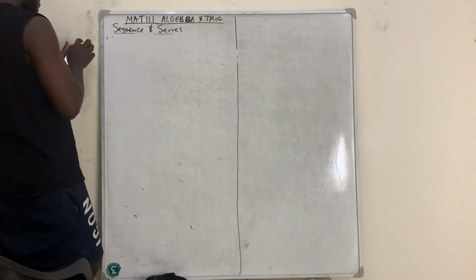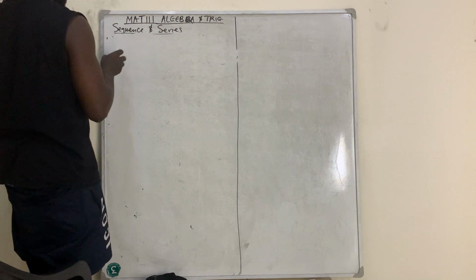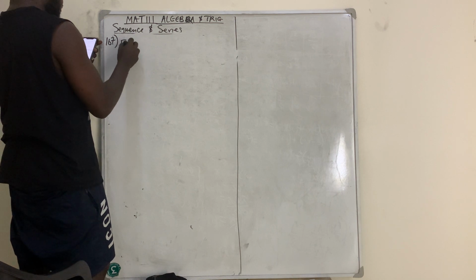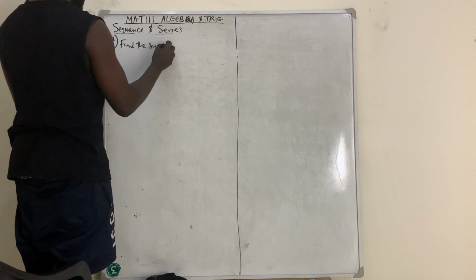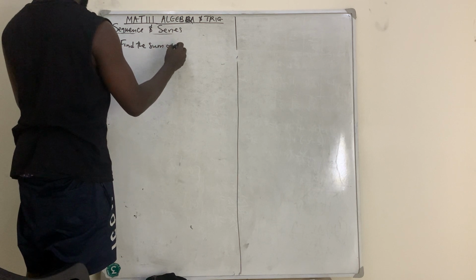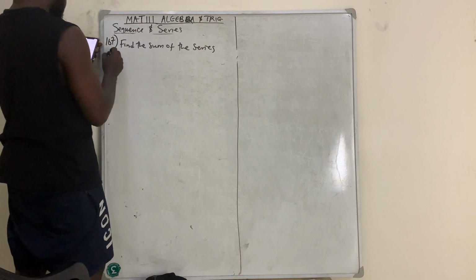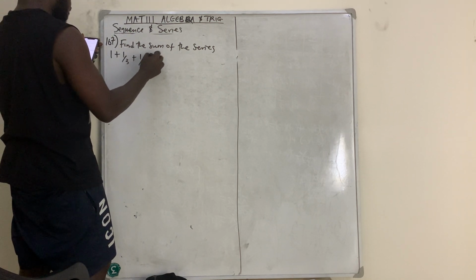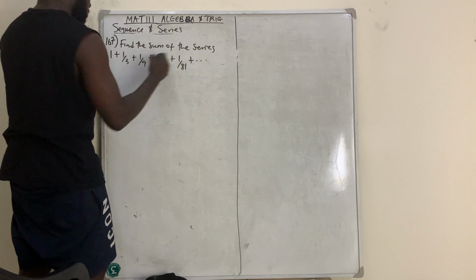Question number 167 said, find the sum of the series 1 plus 1 over 3 plus 1 over 9 plus 1 over 27 plus 1 over 81 plus dot dot dot.